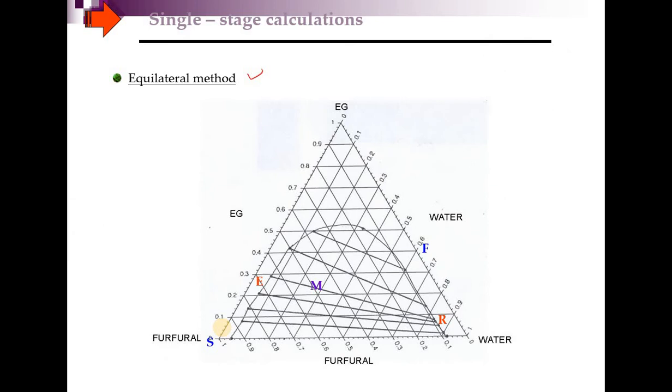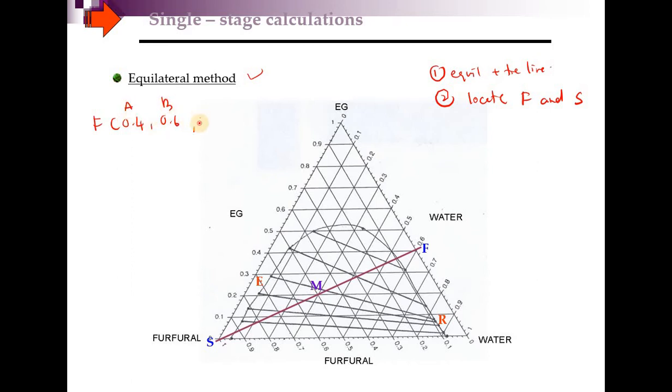Okay, next we will look into the equilateral triangle. The same steps you will apply. First, you should have the equilibrium line and the tie line. Next, you should locate the feed and also the solvent point. So the feed is here. If you can remember, feed is 0.4 component A, 0.6 component B, C is 0. So for solvent it's 0, 0, 1.